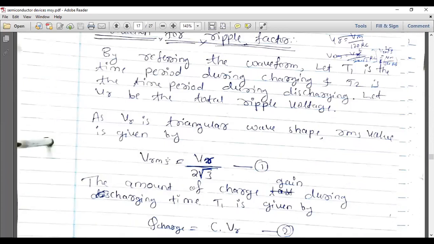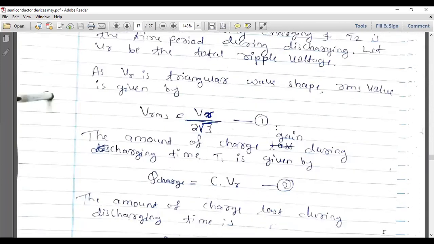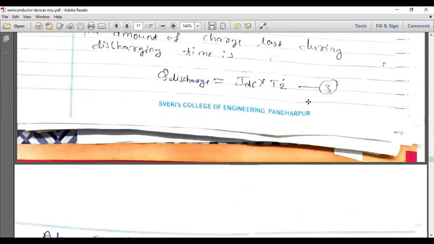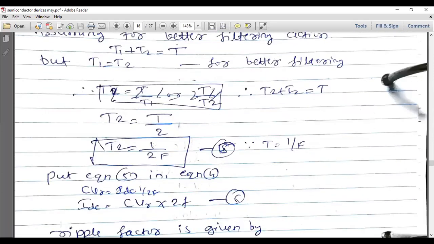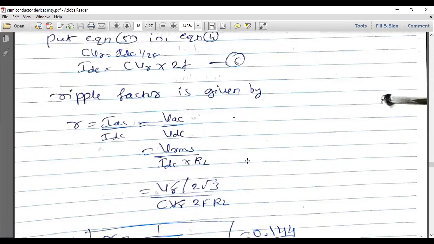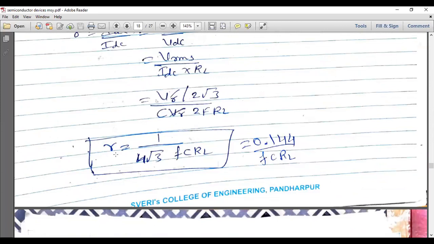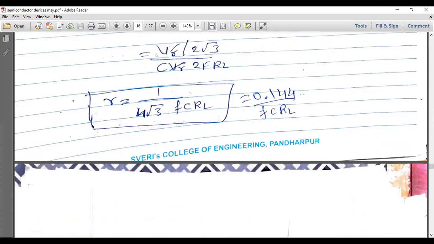Just a minute. Here V rms equal to 2 r f and all the things, discharge and all. Where is the derivation? The last derivation will give that one value. So R is nothing but r, whatever it may be, we can use here now. So ripple factor equal to 0.144 divided by f C R L. What is f? Frequency. Yes, divided by frequency.